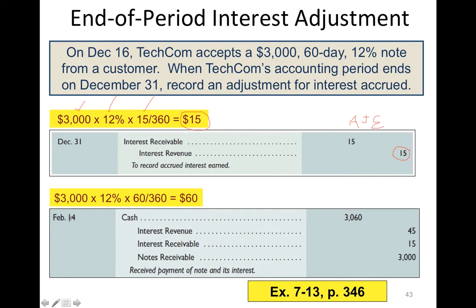What happens at the maturity? On the maturity date, I'm going to collect now full interest, right? 60 days worth of interest, which is $60. So I'm collecting 3,060, but look at your credits. You credit note receivable for the principal. You recognize revenue that belongs to next year. This is 45 days worth of revenue. So if you think about it, January is 31 days, February is 14. So this is 45 days worth of interest.